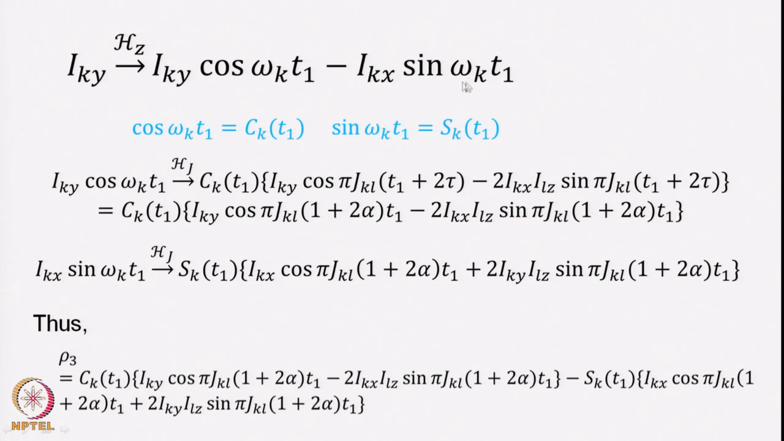Similarly, for the second term here, IKX sin omega KT1 under the coupling evolution will give you SKT1, and then IKX cosine pi JKL (1 plus 2 alpha) T1 plus 2 IKY ILZ sin pi JKL (1 plus 2 alpha) T1. Therefore, your total density operator rho 3, at the end of the period 2 tau, is the sum of these two evolutions: CKT1 IKY cosine pi JKL (1 plus 2 alpha) T1 minus 2 IKX ILZ sin pi JKL (1 plus 2 alpha) T1, and then minus SKT1 times IKX cosine pi JKL (1 plus 2 alpha) T1 plus 2 IKY ILZ sin pi JKL (1 plus 2 alpha) T1.